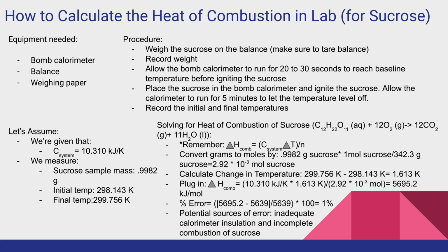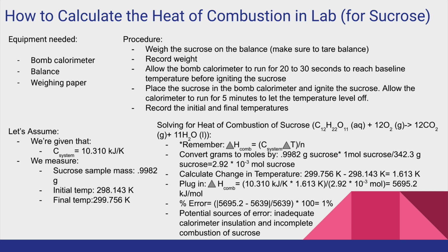So that means that we're first going to have to convert our grams of sucrose to moles. And it's given in the equation right there. So we have 0.9982 grams of sucrose, and we're going to multiply it by the molar mass of sucrose. So we're going to multiply it by 1 mole of sucrose over 342.3 grams of sucrose. This gives us the amount of moles, which is 2.92 times 10 to the negative 3 moles of sucrose.